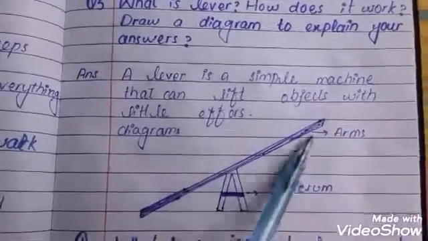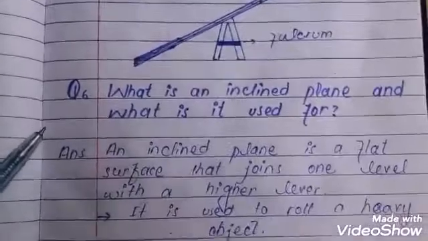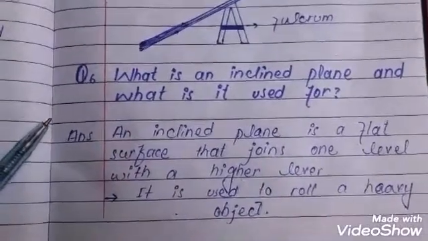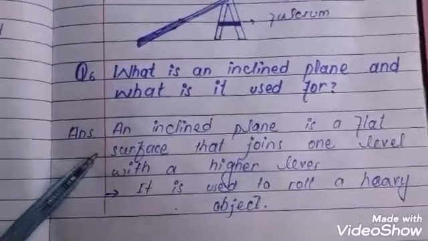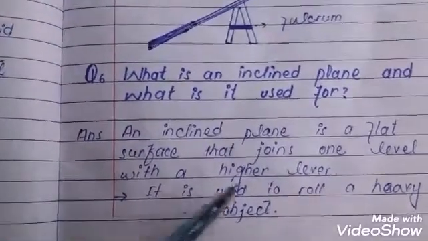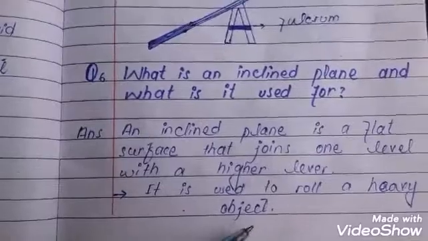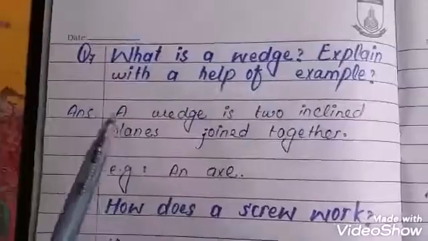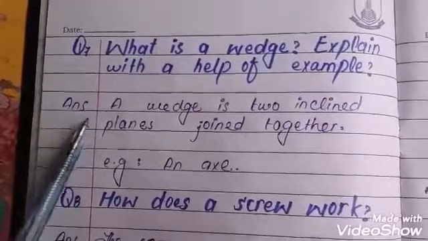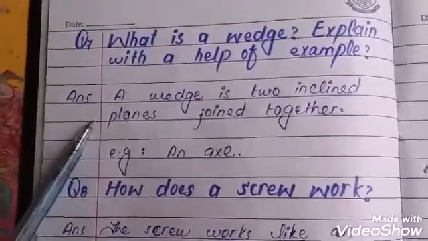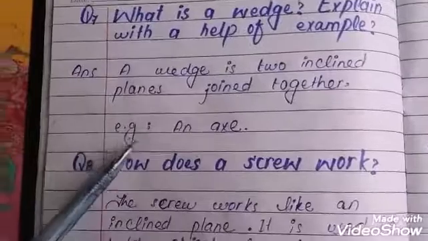Diagram. Fulcrum, two arms. Sixth question, what is an inclined plane and what is it used for? An inclined plane is a flat surface that joins one level with a higher level. It is used to roll heavy objects. Question number 7, what is a wedge? Explain with the help of example. A wedge is two inclined planes joined together.